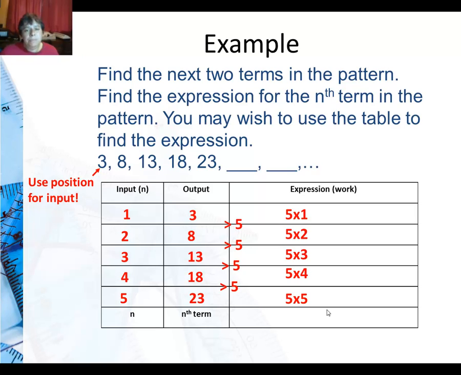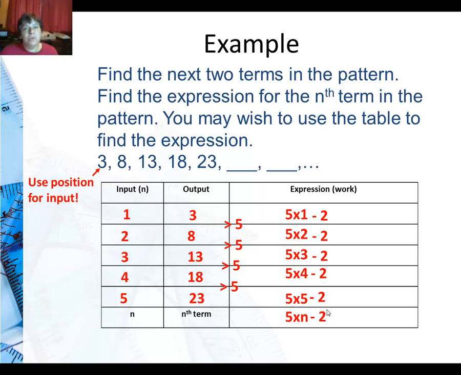Well, you can see I'm not exactly getting 3. I got 5. And instead of 8, I got 10. Instead of 13, I got 15. Instead of 18, I got 20. And instead of 23, I got 25. But I'm only off by 2 every time, so I'm going to just subtract 2 from all these. And that gives me my expression, 5n minus 2.